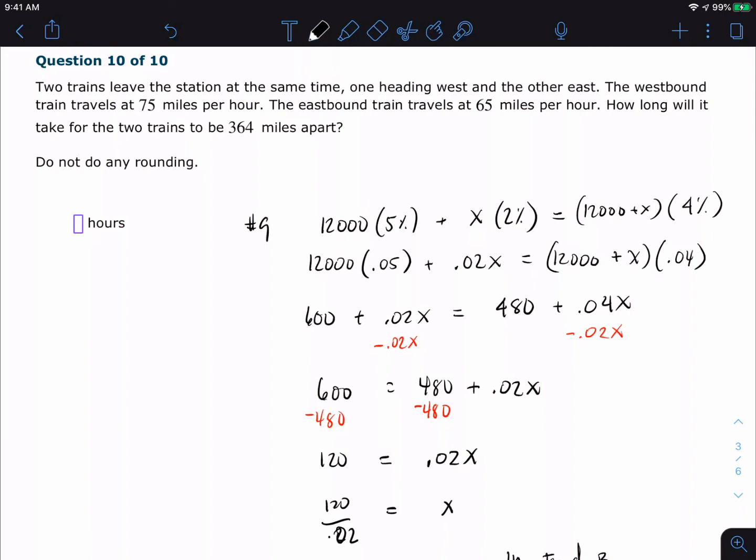Okay, so it says 2 trains leave the station at the same time, one heading west and one heading east. The westbound train travels 75 miles per hour. The eastbound train travels 65 miles per hour. How long will it take for the 2 trains to be 364 miles apart?